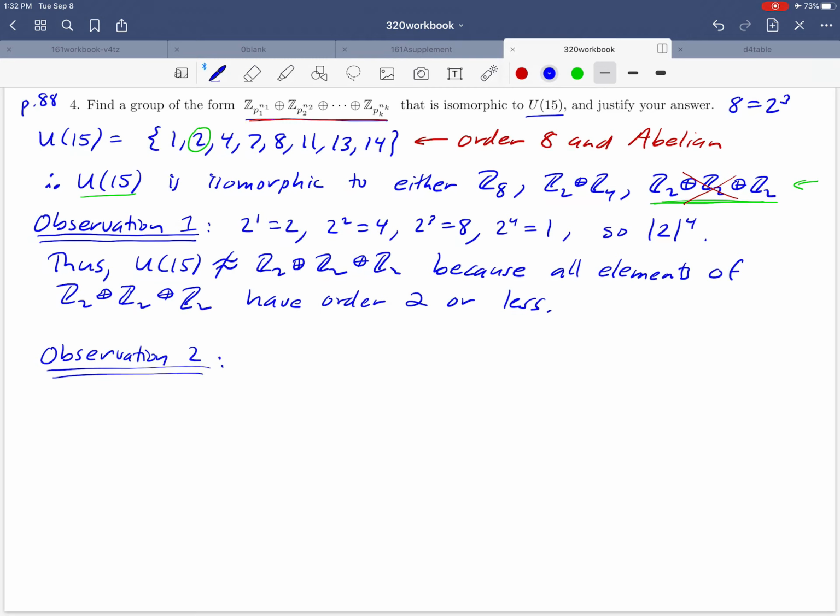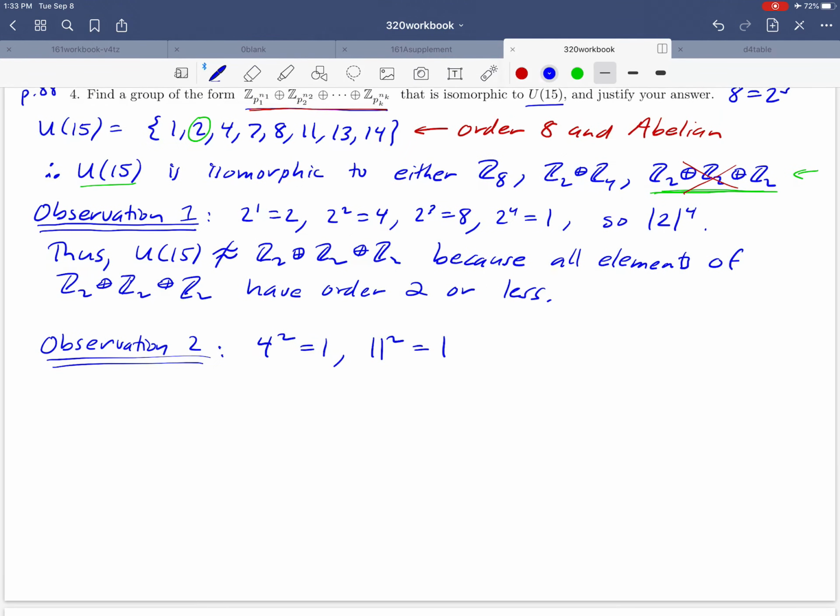All right. So I'm going to pick on 2 more elements of U15, starting with 4. Notice that if we take 4 and square it, we're going to get 16 mod 15, which is 1. And if you play that same game with 11, take 11 squared mod 15, you'll notice that that's also 1. So what we've just demonstrated with those 2 calculations is that 4 and 11 both have order 2 in the group U of 15. So what we know then is that U of 15 has at least 2 elements of order 2.